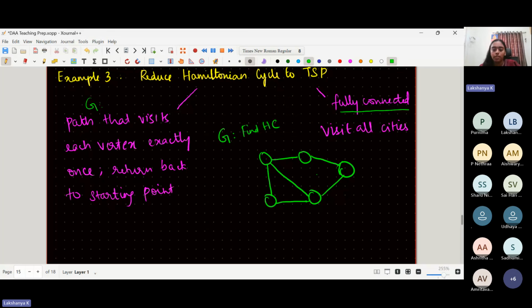So this is the graph given to you. For this, you have to find a Hamiltonian cycle if it exists, and you have to use the TSP solving machine. Now, the thing about your TSP solving machine is it takes a graph as input, but it should be a fully connected graph.